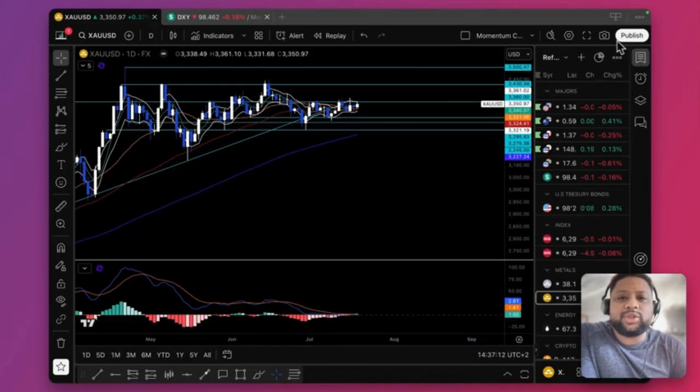Let's jump over now to the euro dollar and have a breakdown of that and see if there are any opportunities over on the euro dollar.